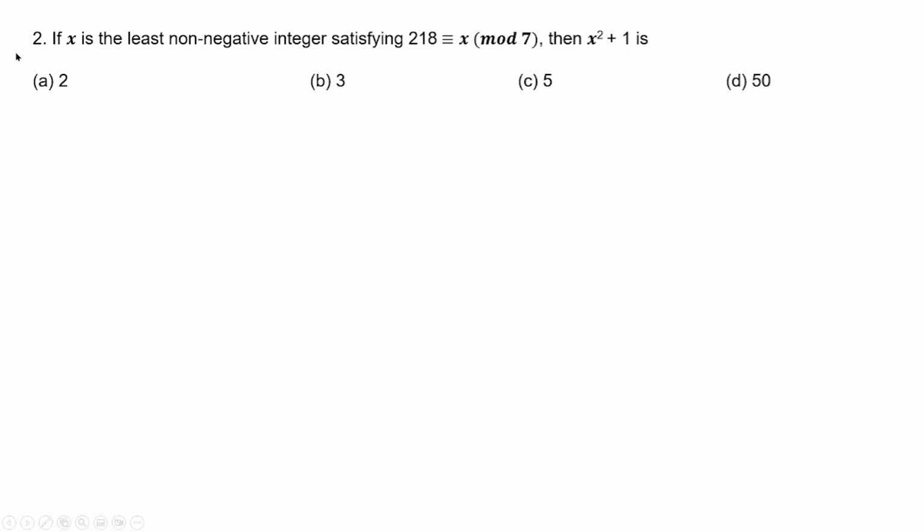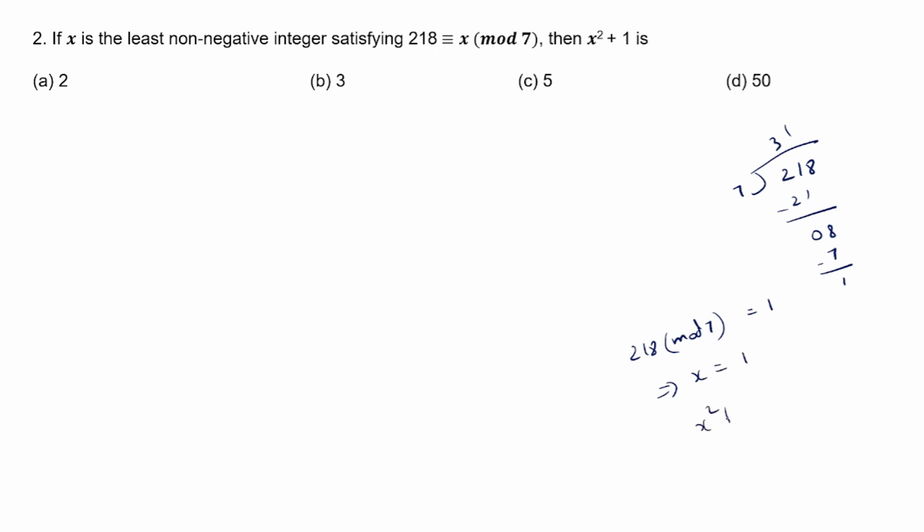The next question, this is an additional question. If x is the least non-negative integer satisfying 218 congruent to x mod 7, then x square plus 1 is. So here again we have to find 218 mod 7 to find the value of x. When we divide 218 by 7, we get the remainder as 1. So 218 mod 7 is 1. From this we have x is equal to 1. So x square plus 1 will be 1 square plus 1, which is 2. So the correct option is option A, which is 2.